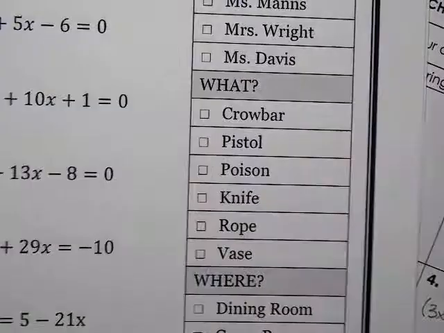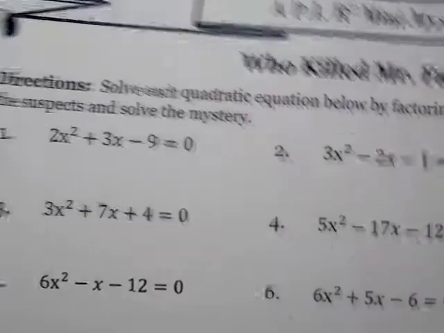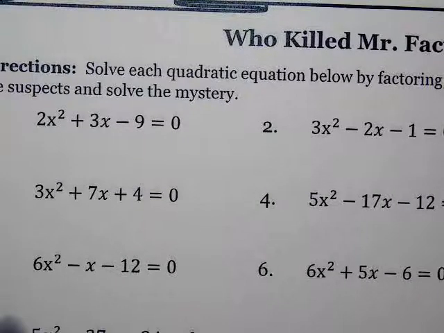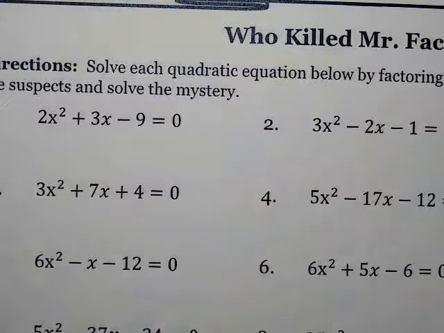Okay, so here's how the assignment works. You listen carefully. You solve the factoring problem, and then you look around the room for that answer. Okay. And if you can find the answer, it's going to correlate to one of these things. When you find that answer correlating to one of these things, you can cross it off the list. Does that make sense? So factor the problems, look for the answers around the room. When you can find those answers, that means that is not the person, that is not the place, that is not the item used to kill Mr. Factor.